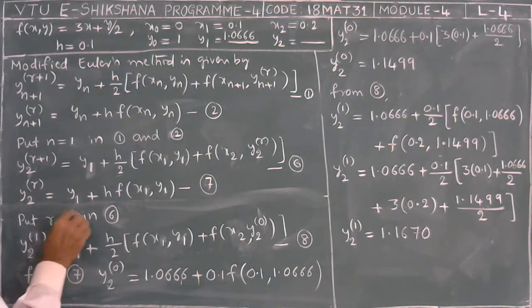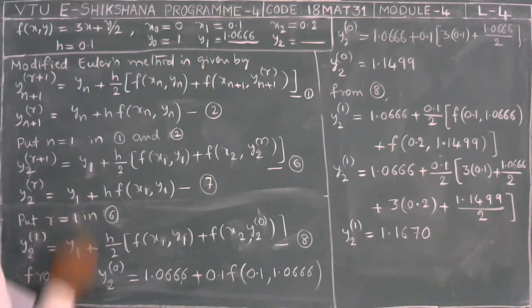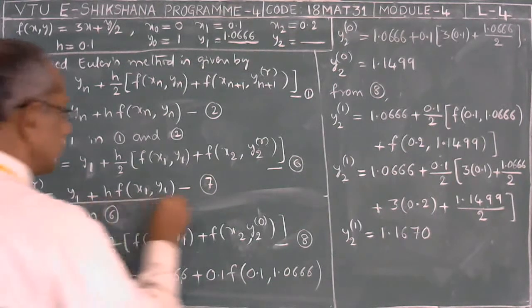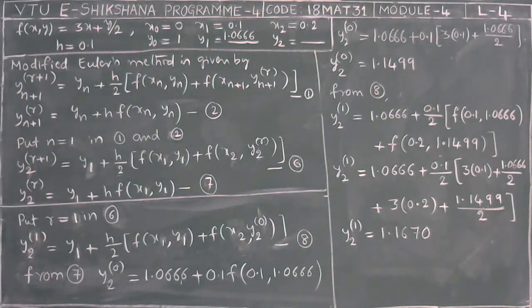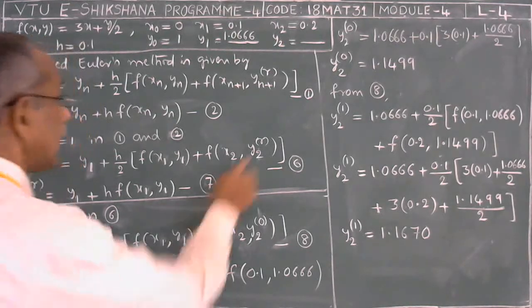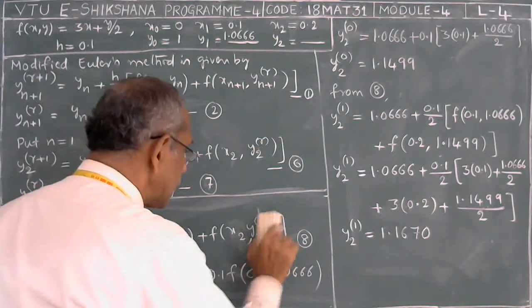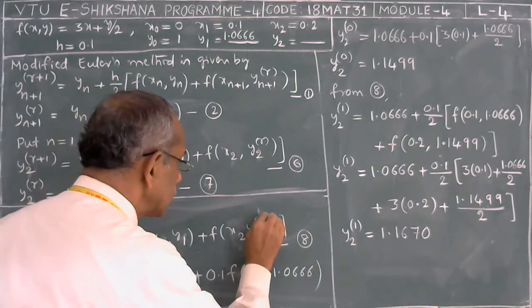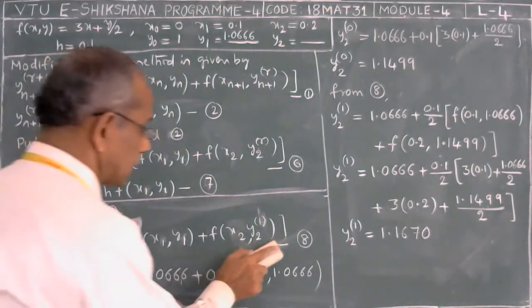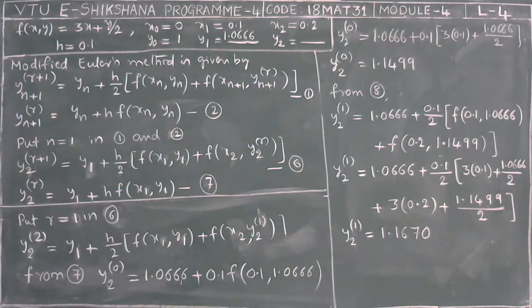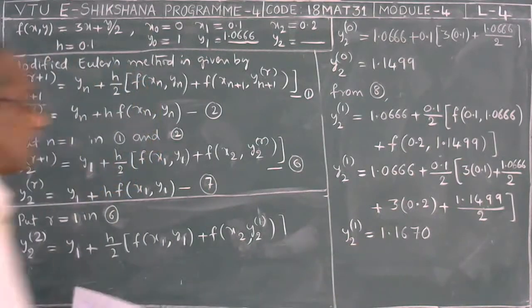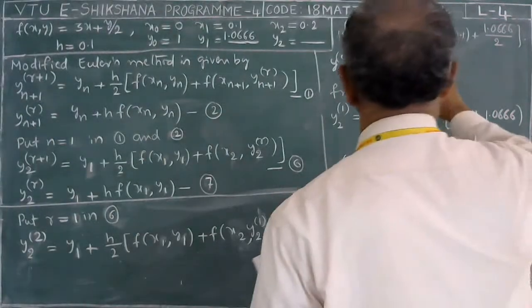Next, to find the second iteration, put r is equal to 1 in 6. So I am changing only r. So r plus 1, 1 plus 1 becomes y2 2, and r is here only, nowhere else. So you get y2 1. Let me substitute the value for y2 1 and then compute it. So I think I can start from there.